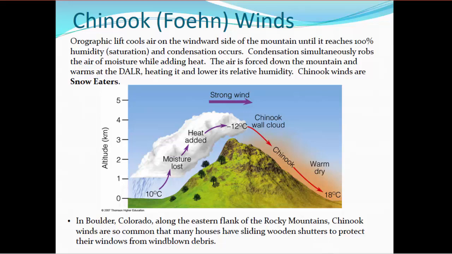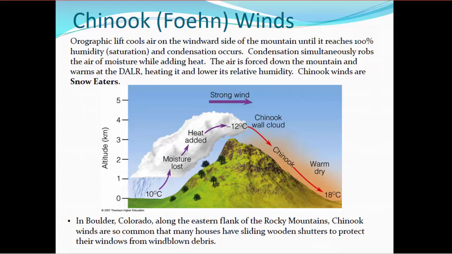So Chinook winds occur due to orographic lift. And we've had this illustration of the rain shadow, as winds are lifted orographically. So orographic lift cools air on the windward side of the mountain until it reaches 100% humidity. That's where our cloud forms. Of course, that's saturation, condensation. Condensation, the formation of clouds, possibly even rain or snow, robs the air of moisture while it adds heat. Remember, condensation is a warming process.